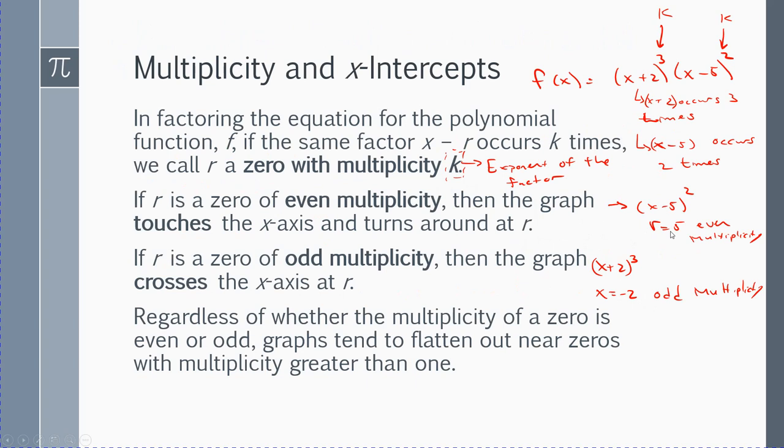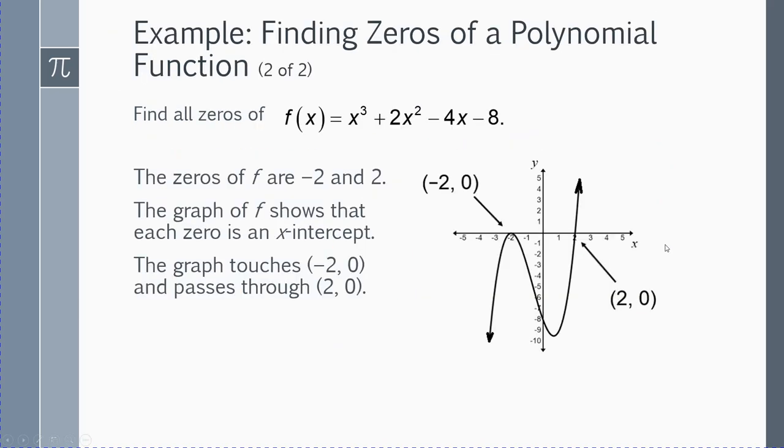So regardless of whether the multiplicity of a 0 is even or odd, graphs tend to flatten out near zeros with multiplicity greater than 1. So if the multiplicity is 2, looking back, it's going to flatten out as it gets closer, and then before it blows up, in either direction.